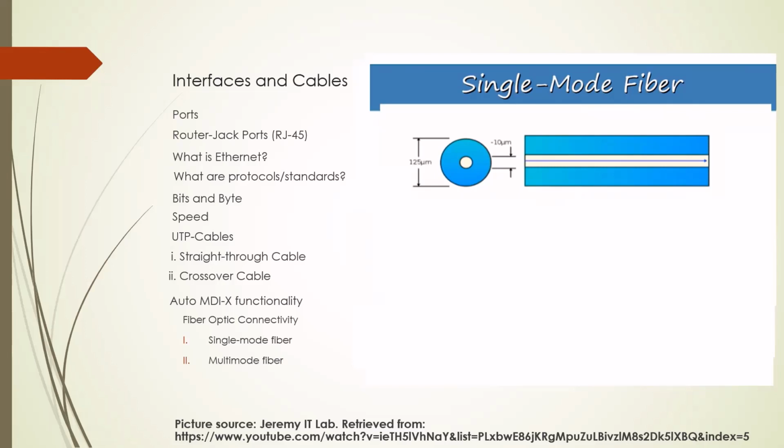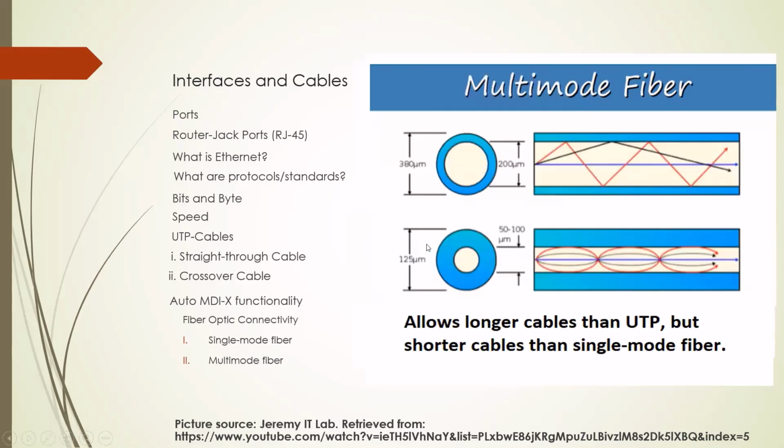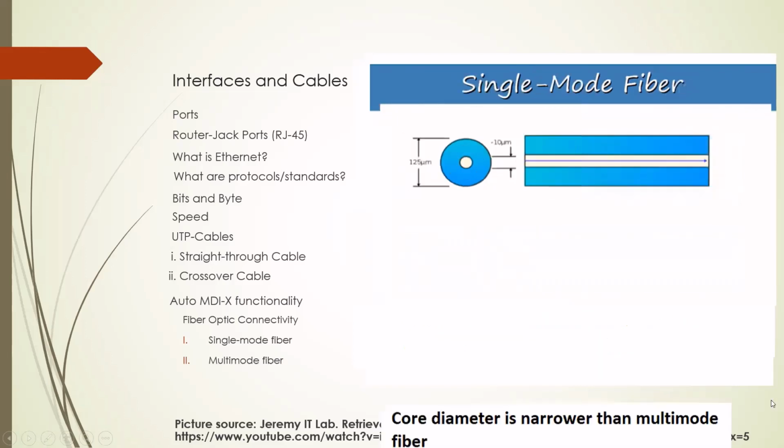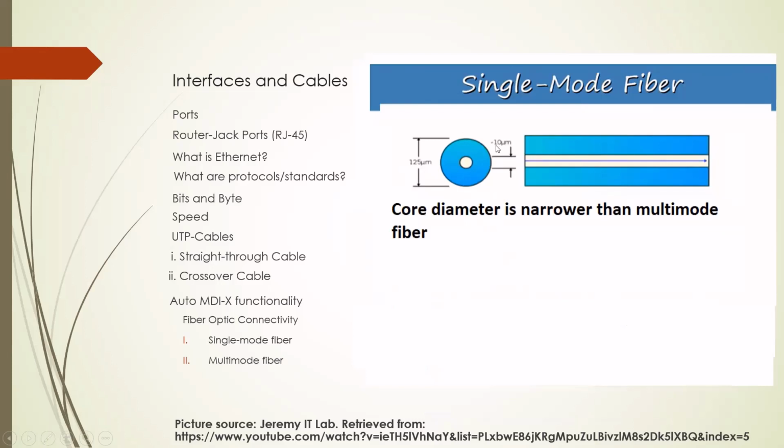And now let's look at the characteristics. The core diameter is narrower than the multi-mode fiber. In fact, let's look at the previous one. You can find out that though the outer case is 125 micrometers, the core itself is about 50 to 100 micrometers. Now let's look at this other one. You can see that the core itself is about 10 micrometers. So that's the difference. It allows just a single light ray to pass through.